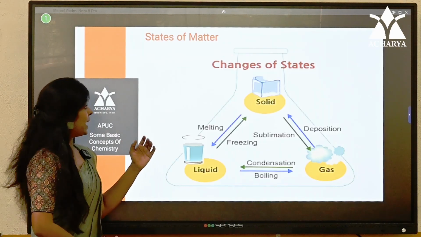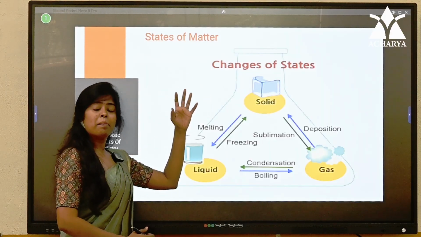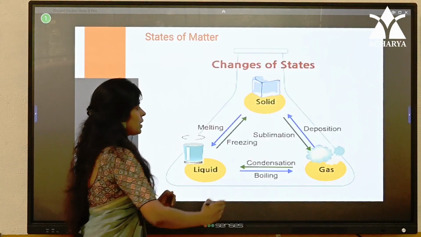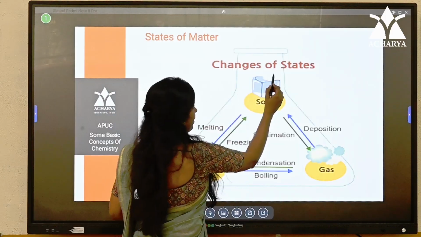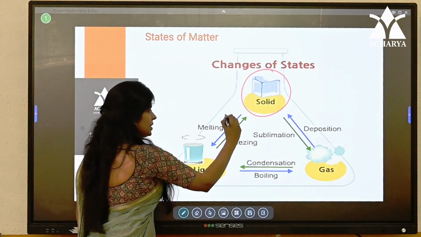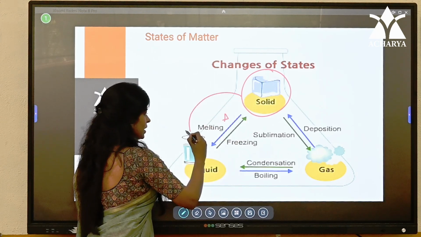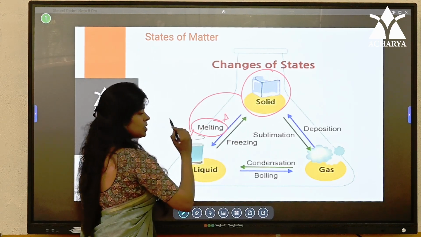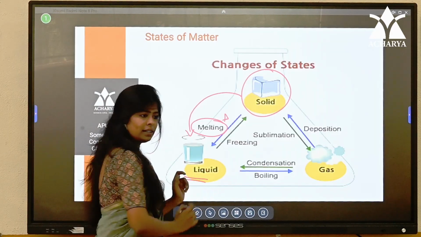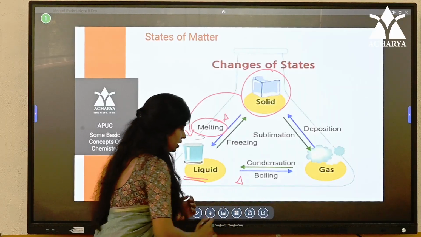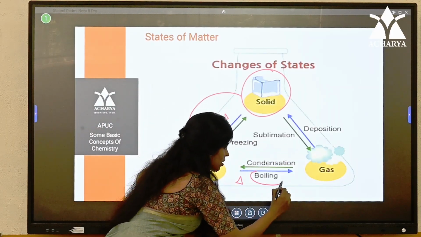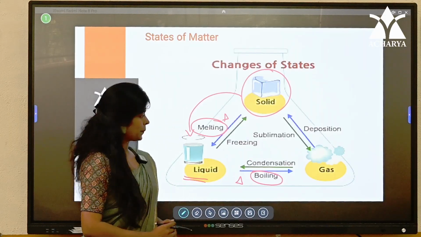In this slide, we will understand the interconversion of matter from one state to other state. Here you can see, I have taken solid state, I have taken an ice cube. This is in solid state. When you increase the temperature, solid gets converted to liquid, and this process we call melting. Again, when you take liquid water, if you increase the temperature, this liquid is getting converted to gaseous state, and this process we call boiling.